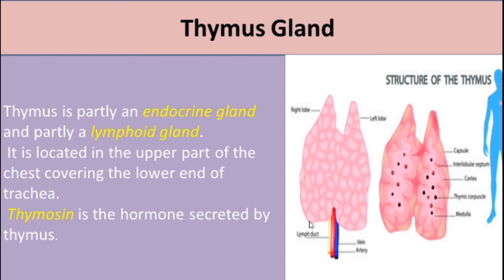It is involved in the production of the immune system, responsible for immunity. The thymus gland is located in the upper part of the chest, above the heart region. Above the heart is our thoracic region, and in that place there is a thymus gland. This thymus gland secretes a hormone called thymosin. So we call that the thymosin hormone.